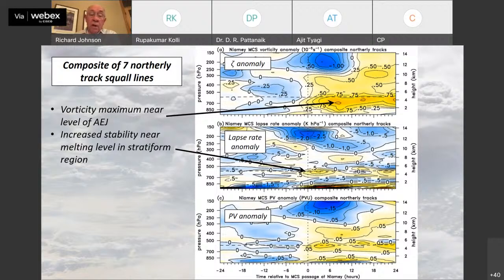This is a lapse rate anomaly. Basically, the high values here mean increased stability. So where there's melting, there's an enhanced layer of stability in this region.